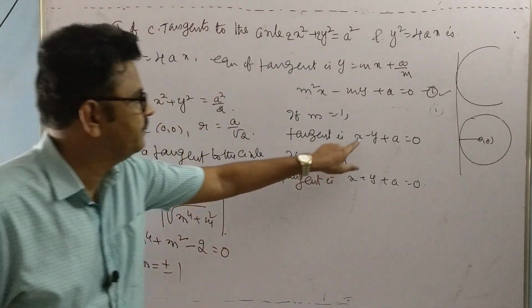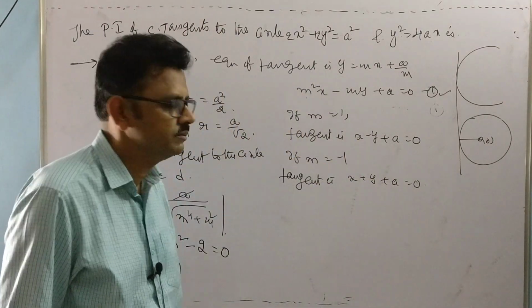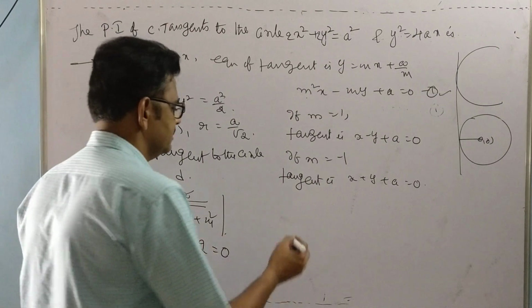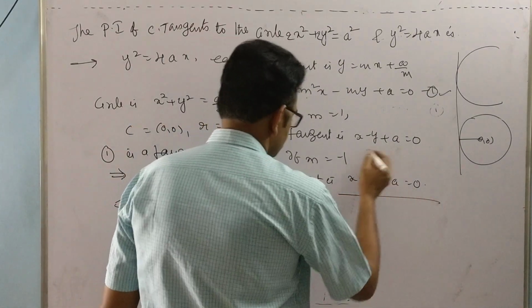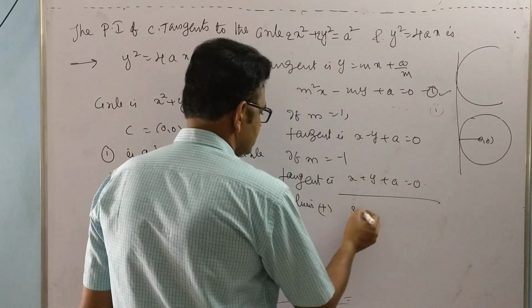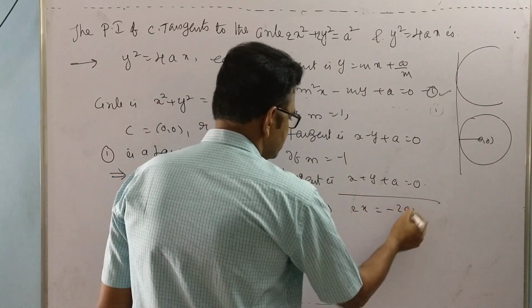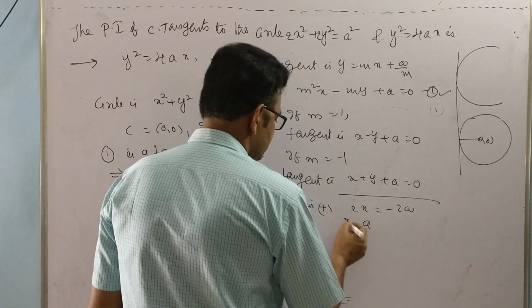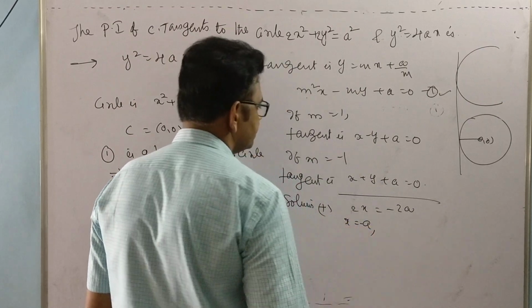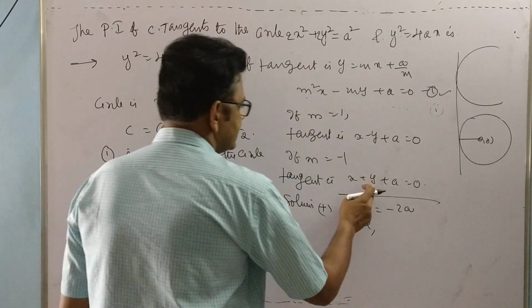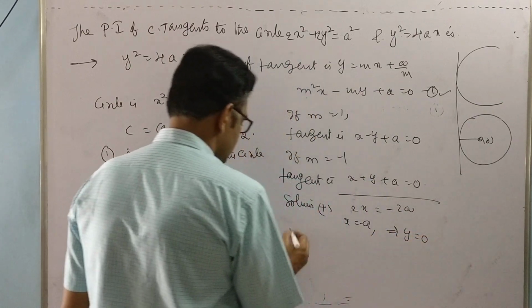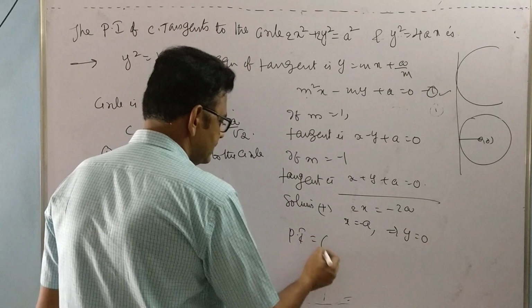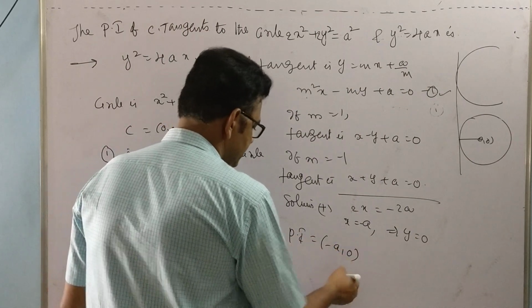Now the point of intersection of these two, that means what? Solving these two by adding these two, that is 2x equal to minus 2a. X is equal to minus a. X equal to minus a implies y is 0. Therefore, the point of intersection of tangents is minus a comma 0.